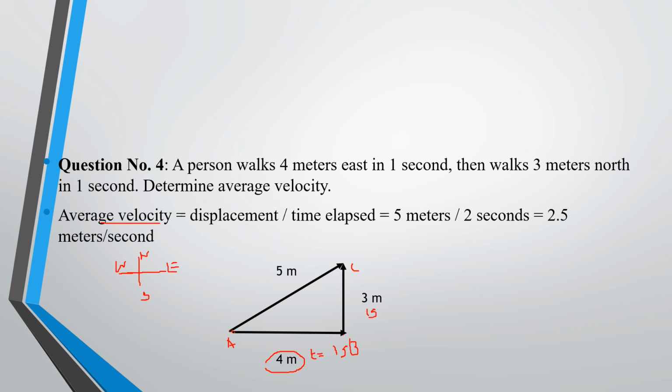So what is the average velocity he has completed? That means displacement over time elapsed. That means how much is the shortest distance between the initial and the final point, and how much time has elapsed. Then 5 meter. How are we finding it? That is using Pythagoras theorem. Then you will get 5 meter divided by 2 seconds, you will get 2.5 meter per second.